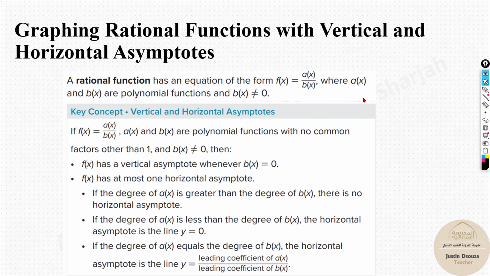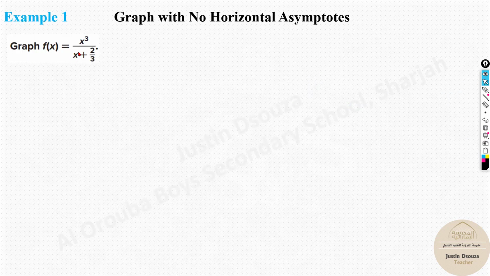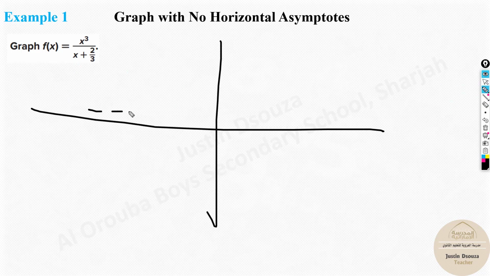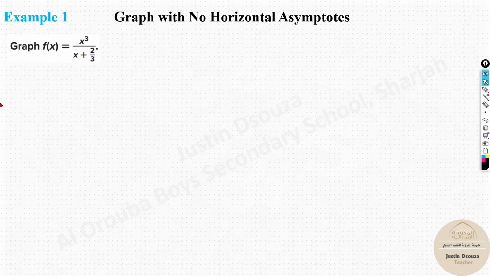Now let's jump into the problems. Here you can see there is x cubed in the numerator and x plus 2 by 3 in the denominator. Looking at this, you can understand the numerator is bigger than the denominator by a lot. So there is no horizontal asymptote. In the graph, we won't have any horizontal line asymptote.